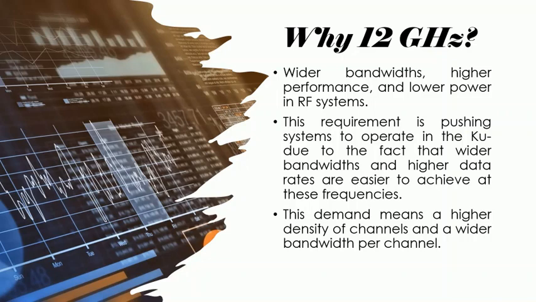This requirement, which is wider bandwidth and higher performance, has been pushing the system to operate in the Ku-band or Ka-band, due to the fact that wider bandwidth and higher data rate are easier to achieve at this frequency. The Ku-band and Ka-band are from 11 to 18 gigahertz frequency range. This means a higher density of channels and a wider bandwidth per channel are needed to achieve higher performance and lower power in RF systems.